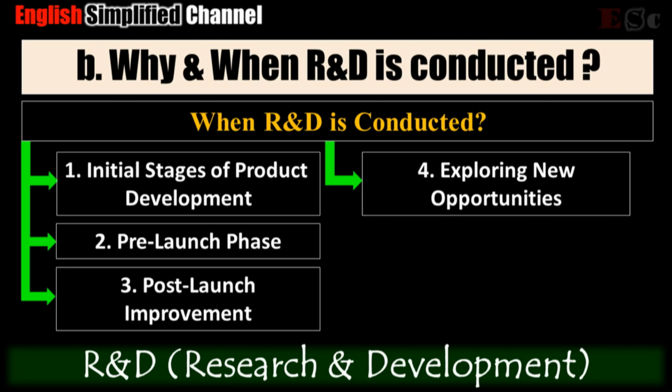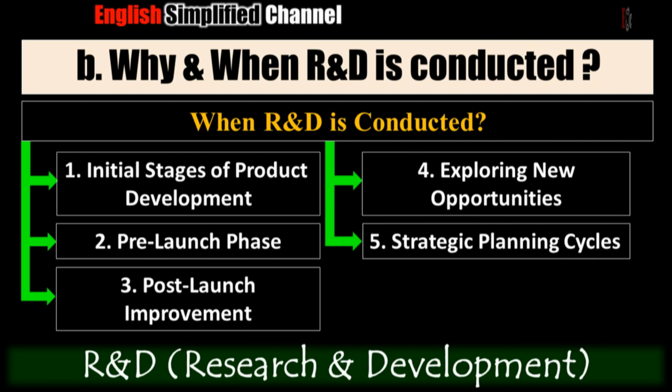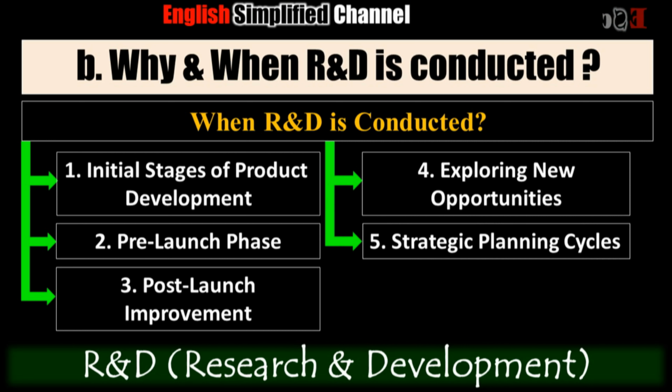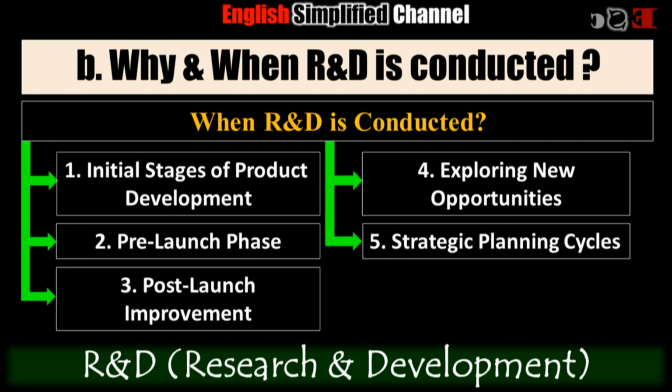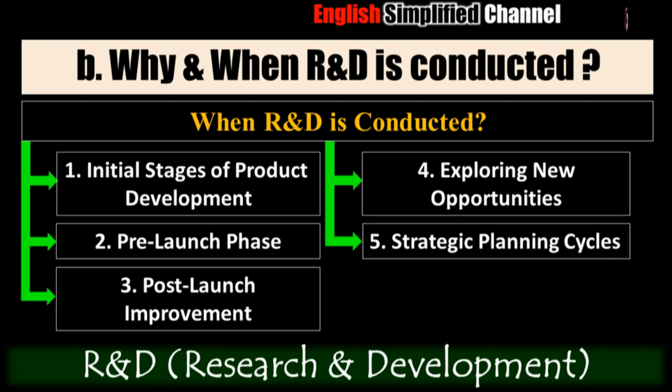5. Strategic planning cycles. Companies often align their R&D activities with their strategic planning cycles. During these periods, they assess future trends, allocate resources, and set priorities for their R&D projects.